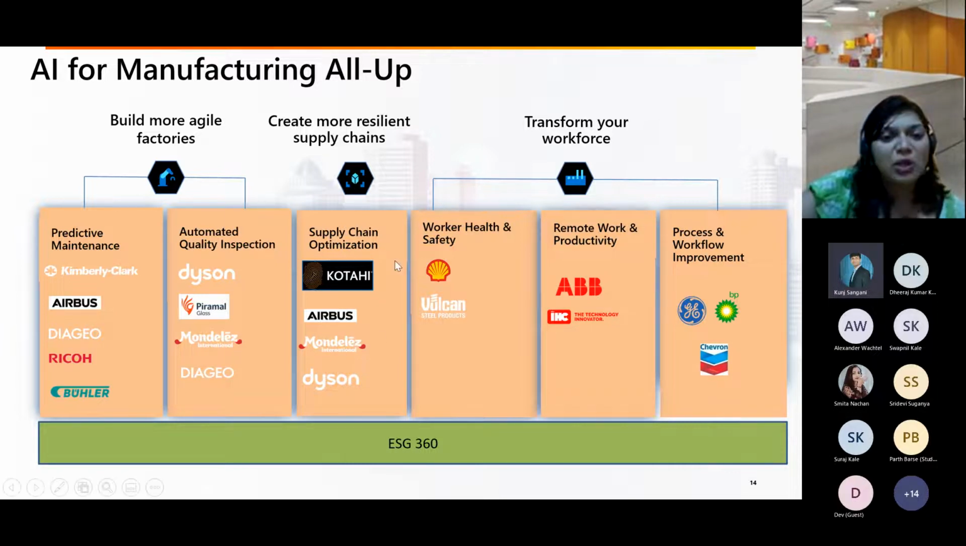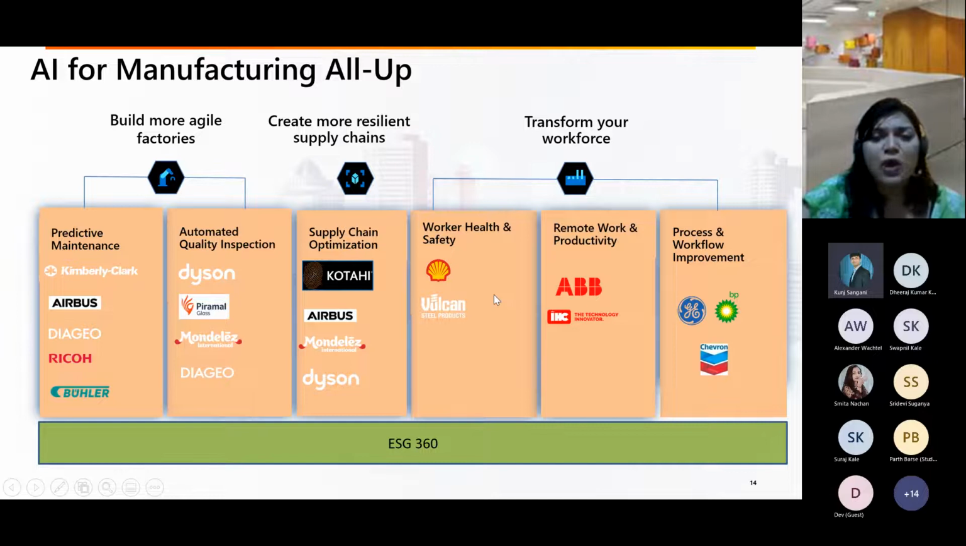You have supply chain optimization, as we saw, right from your procurement of raw materials to your shipment through various modes of transportation, and how the final product reaches your end users, how sustainably it reaches your end users. So all of that entails supply chain optimization.